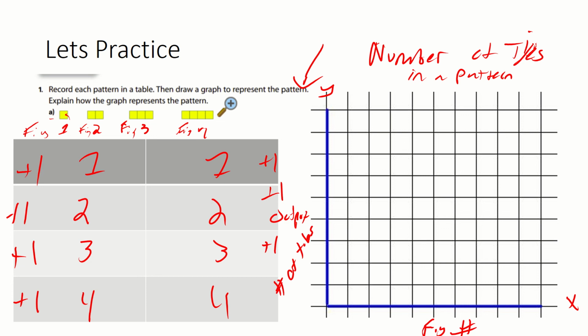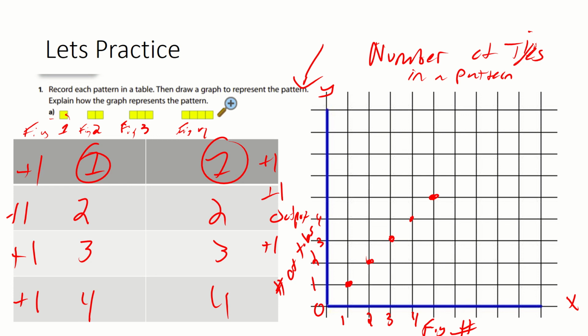All right? Now what I'm going to do is each of these is going to represent 1. So 1, 2, 3, 4. Okay, here's 0. All right, 1, 2, 3, 4. So now I'm going to look at my first ordered pair, which is 1 and 1, and go right here. Then I'm going to look at the next one, which is 2 and 2 there, 3 and 3 there, 4 and 4 there. If I wanted to keep going, I would go 5 and 5 right here.